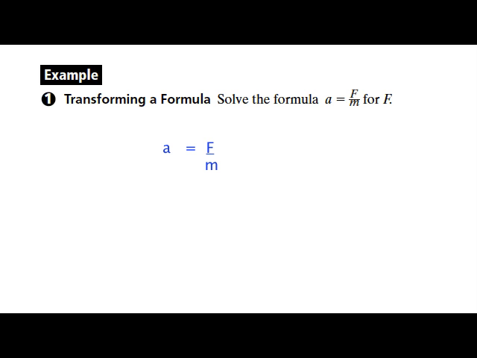Now we're going to have to multiply both sides by M so that we can undo that division of F divided by M. So we multiply the left side by M and we multiply the right side by M. The M's on the right cancel each other out, so you're left with your F. On the left-hand side, we have M times A, and that's our answer. MA equals F. Pause the video if you need more time to copy down this example.